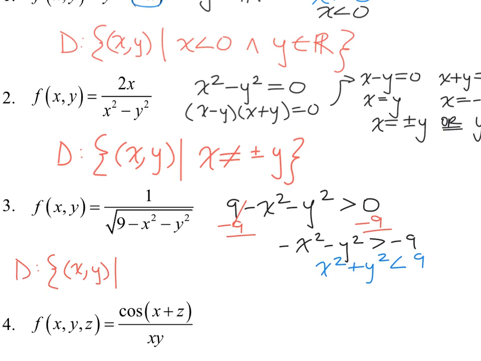All right, that will only exist if these conditions are met, and that is x squared plus y squared must be less than 9. All right. X plus y is less than 3.